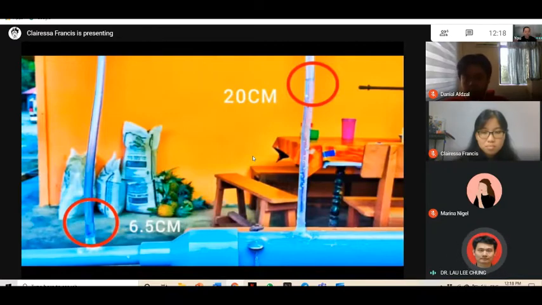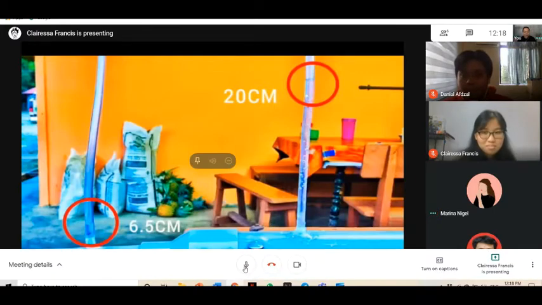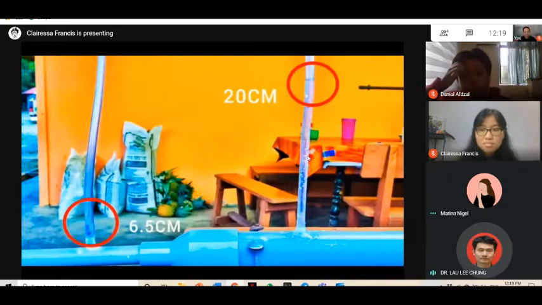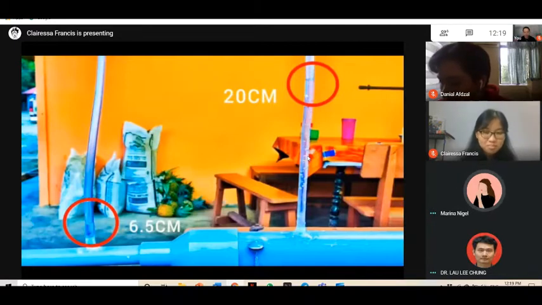Okay, now I want to address Marina. Yes, sir. Okay, so Michelle just said that higher pressure will cause lower velocity. Do you agree with her? Yes. Why? Because small diameter makes the pressure, I don't know.